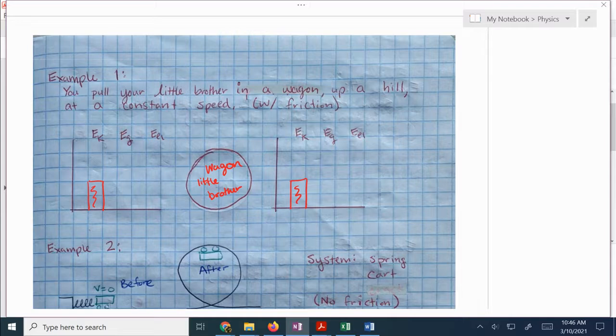We pull my little brother up a hill, so that means that we're going to have some energy going in here, and that's going to be from me. I'm just making up the numbers: note that I put 2 for kinetic and 2 for kinetic. I could have put 3, I could have put 4, it doesn't really matter. The 2 is nice because I can add to that if I needed to, but I'm not going to need to. I put 4 bars of energy in.